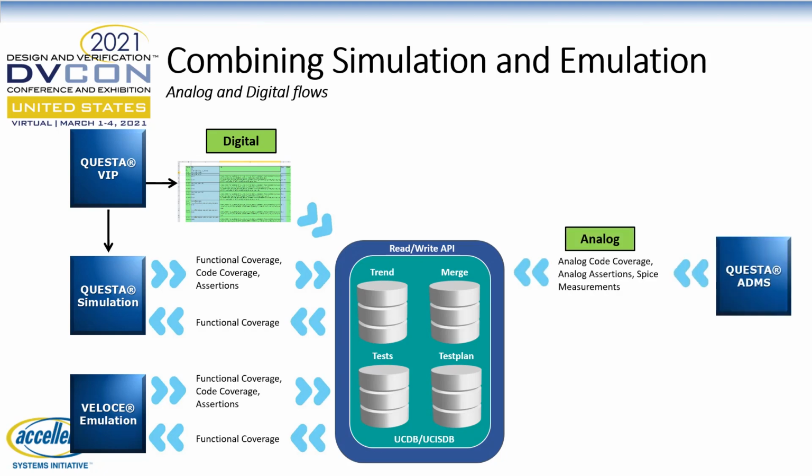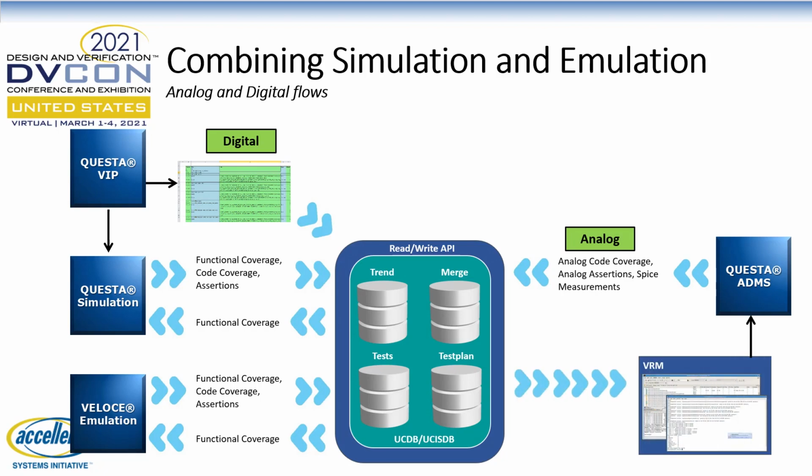And we can capture the analog coverage too from our Questa ADMS analog mixed signal simulator, whether it's code coverage, analog assertions, or even SPICE measurements, into the same UCDB. The feedback loop for analog isn't quite as automated as for the digital side, but you can still see your coverage in our Verification Run Manager environment and use that knowledge to disable checking on coverage that you've already reached.